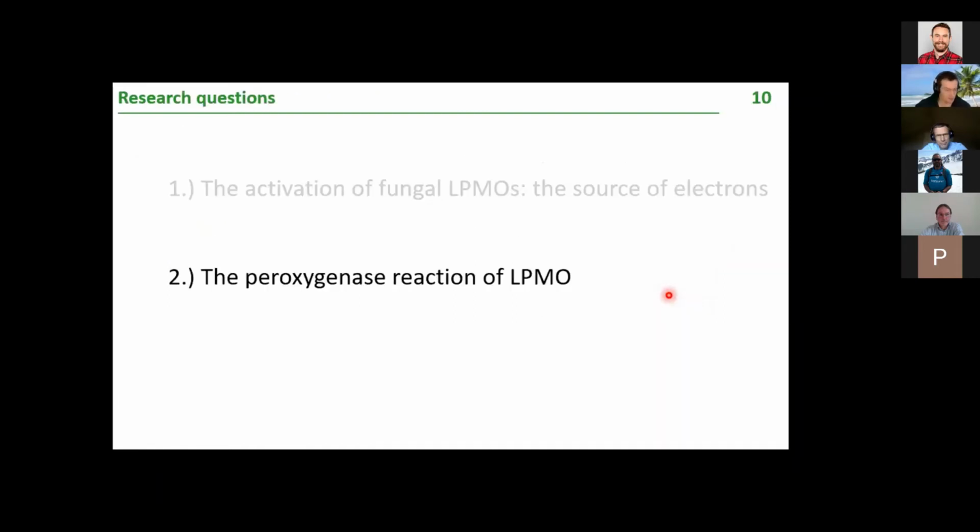That leads me to the second part of the talk, that is the peroxygenase reaction of LPMO.